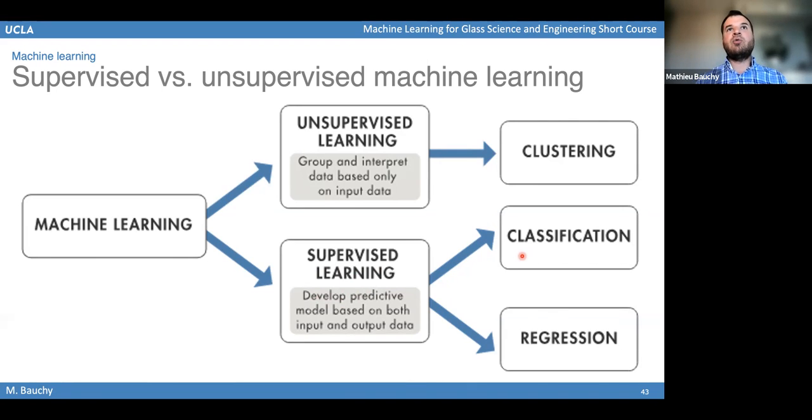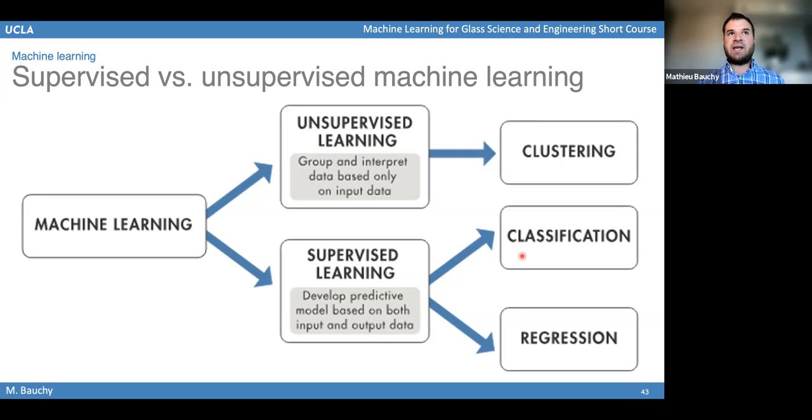Classification is when you want to predict a category. So for example, if you have a series of glass compositions and you want to predict what type of glass it is, you want to predict based on the composition if it's going to be a window glass or a bioactive glass or a nuclear waste glass or something like that. So in that case, you are trying to predict a category. You're trying to predict among a list of groups what group this glass belongs to.